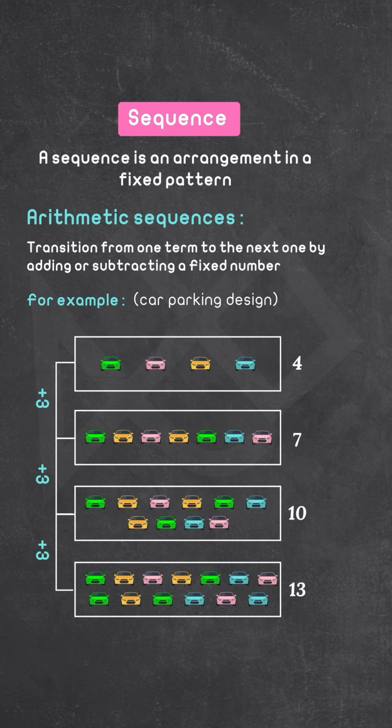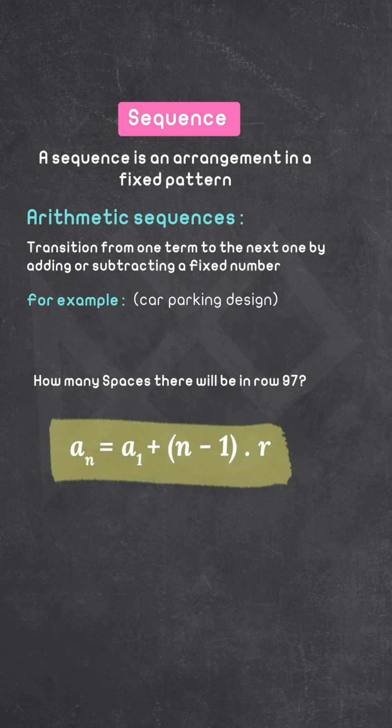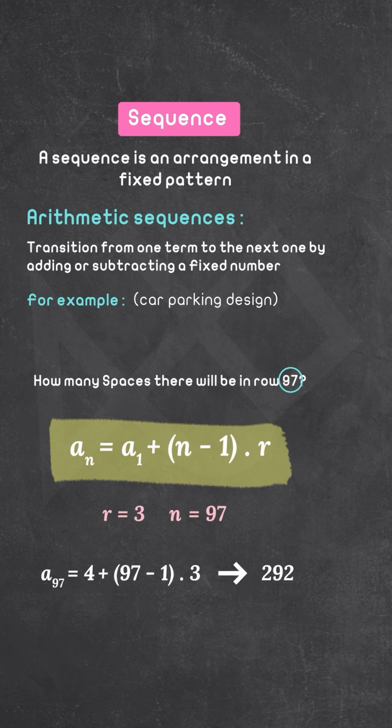If we were asked how many parking spaces there will be in the third row, we can quickly figure it out. 4 in the first one, 7 in the second, and 10 in the third. Now let's say the building is so large with a huge number of rows, and we are asked how many spaces there will be in row 97. At this point, we need a formula. Here it is in front of us. To use this formula, we need to know the difference between consecutive rows, which is 3. And the term that we want to find is when n is equal to 97. We just substitute directly into the formula to get the result.